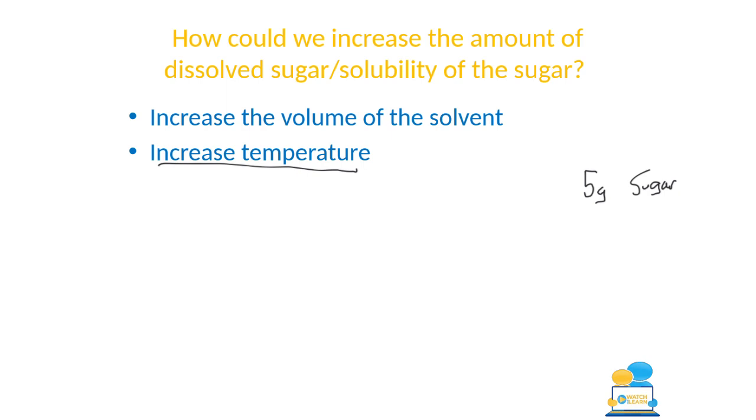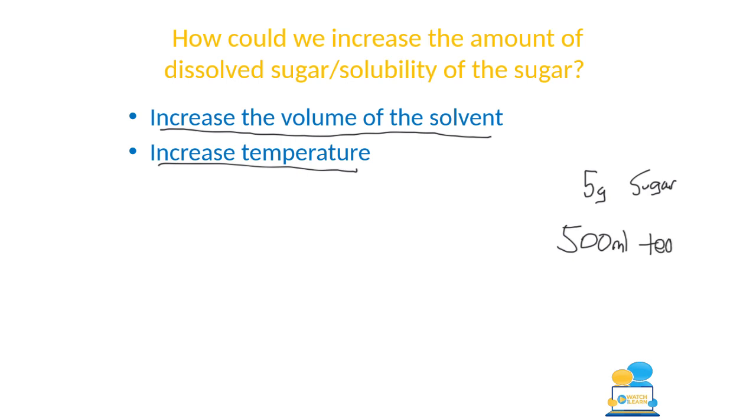Another means of increasing the amount of dissolved sugar, or the solubility of the sugar, and that refers to the amount of sugar that can be dissolved at a certain temperature, is we could also increase the volume of the solvent. So if you remember in the previous diagram, we had 5 grams of sugar. We had, hypothetically, again, we're using a big figure for the tea, 500 mils of tea.